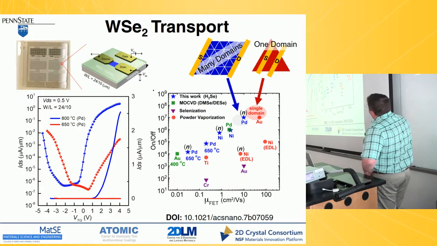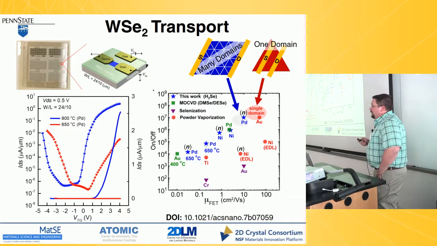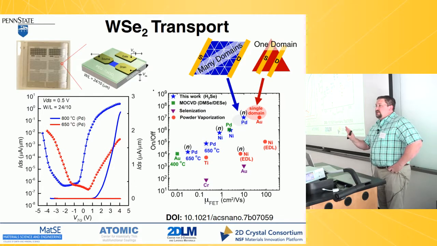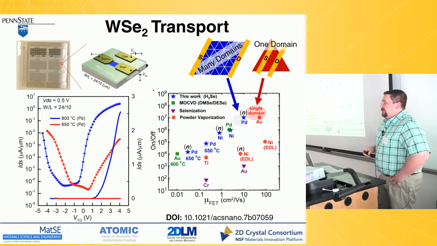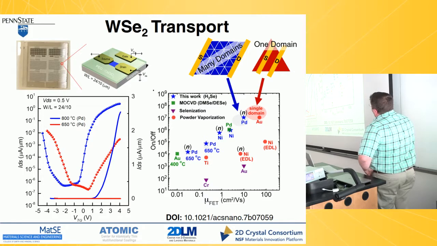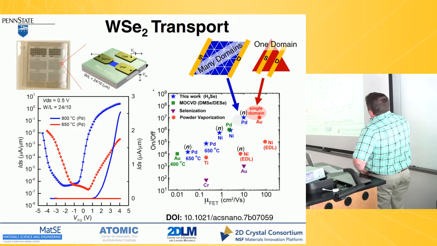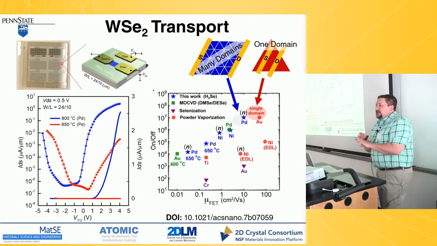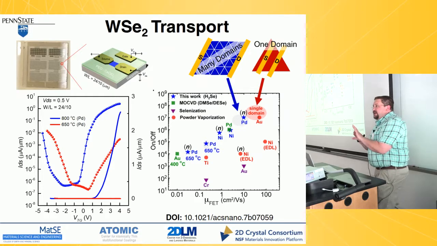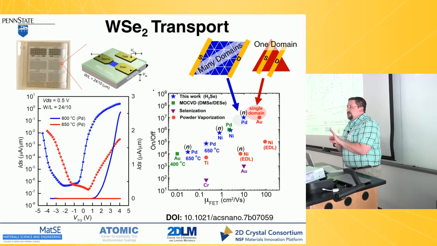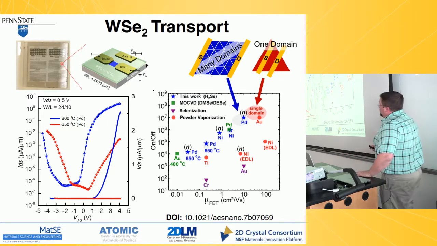So in this particular case, it's one large triangle, source drain. In our case, we've got many domains, and we're still able to achieve very similar mobilities. So we were happy about that, because that told us even though we've got some triangles pointing up and down where we can get these anti-phase domain boundaries, those are not dramatically impacting the transport in these material systems.